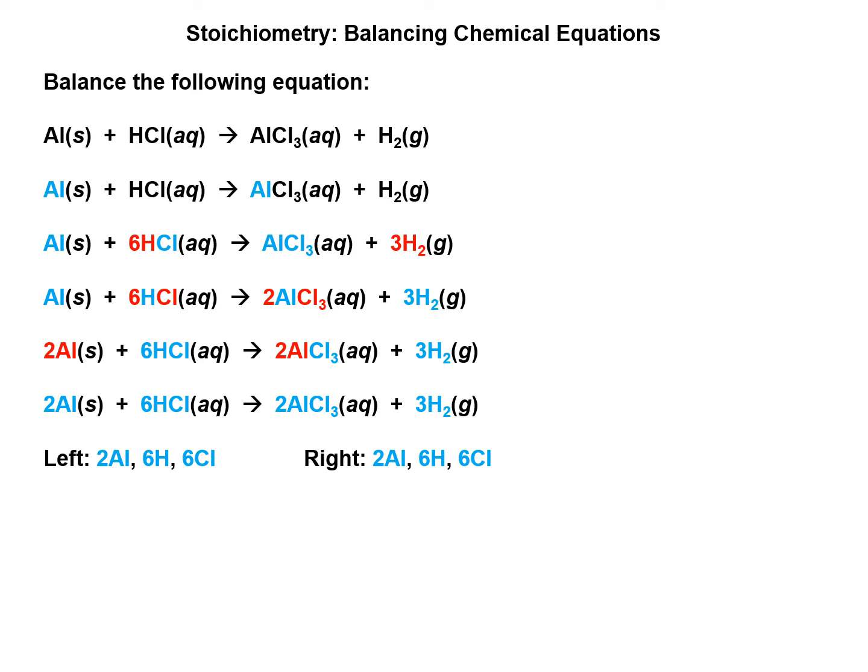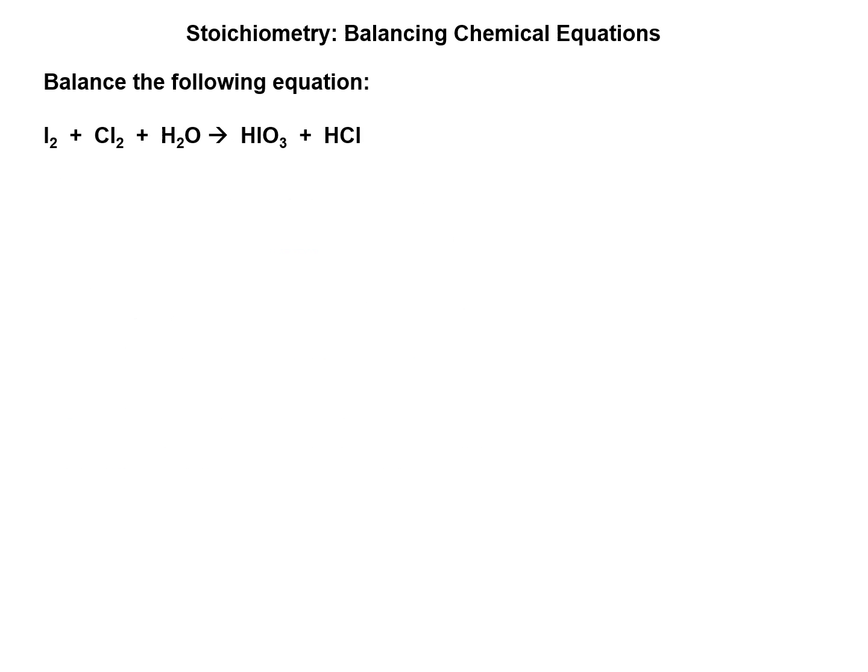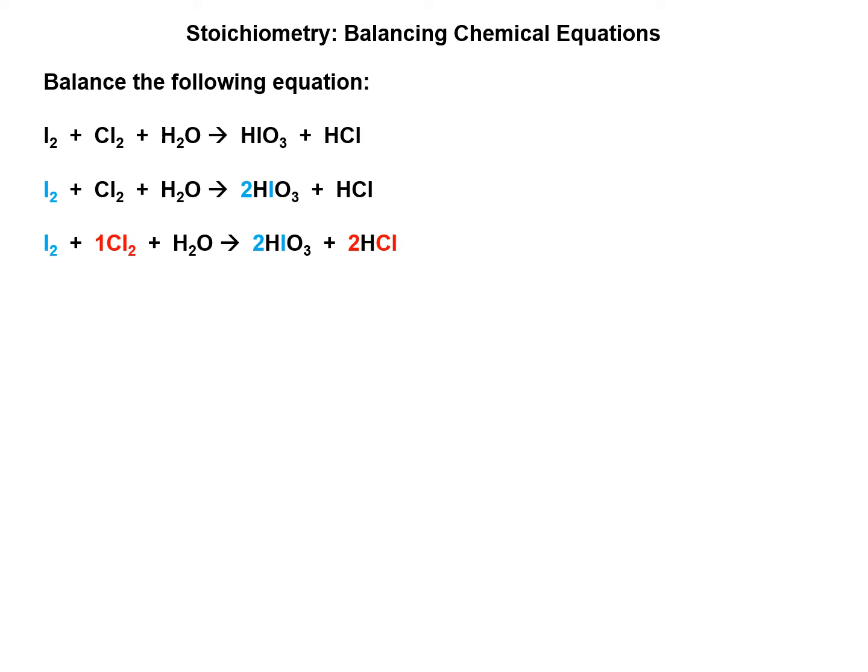We then check the equation, and we find we have 2 aluminums on both sides, 6 hydrogens on both sides, and 6 chlorides on both sides. The equation is balanced. Here in our final example, we take iodine plus chlorine plus water to equal iodic acid plus hydrochloric acid. Iodides we balance to have 2 iodides on both sides.